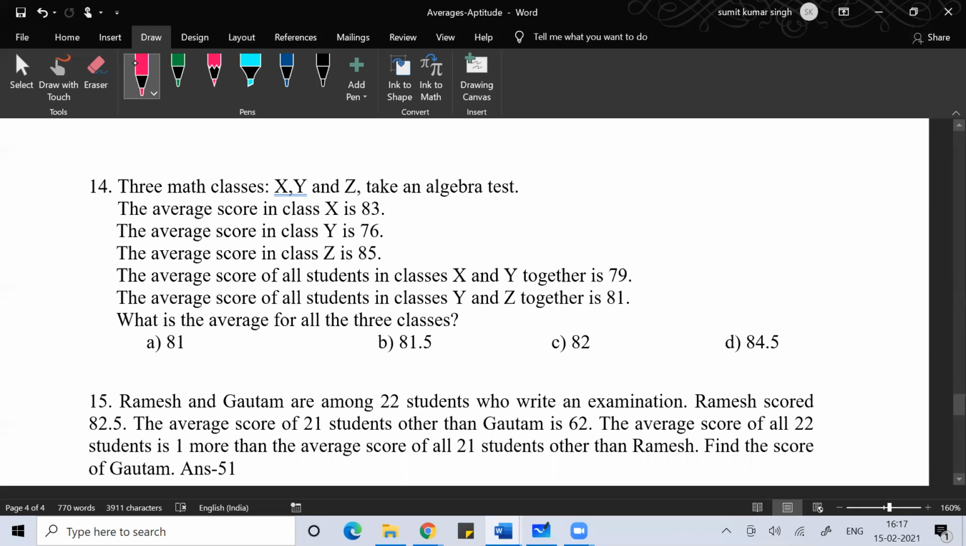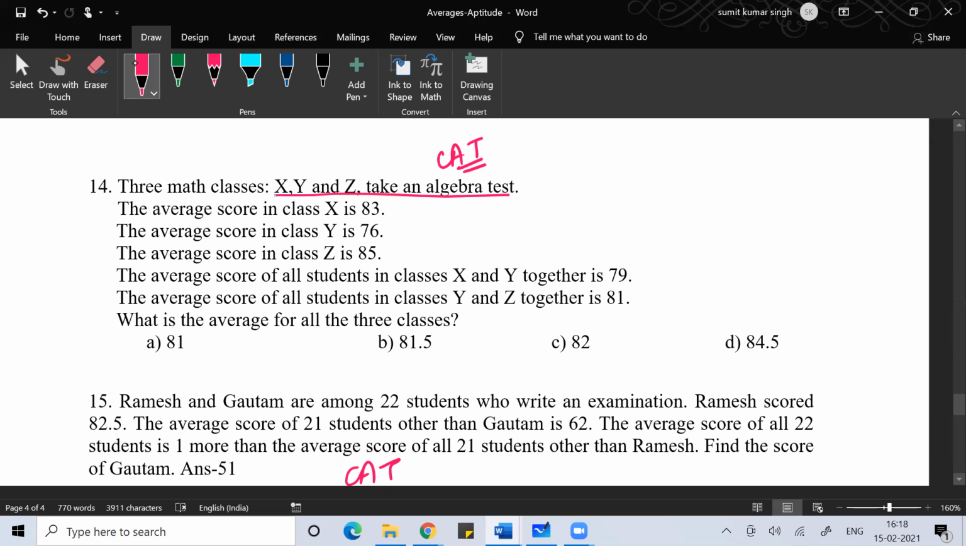You can see this next question on average. Three maths classes, X, Y, and Z, take an algebra test. This question came in the CAT exam. This is also a CAT question.